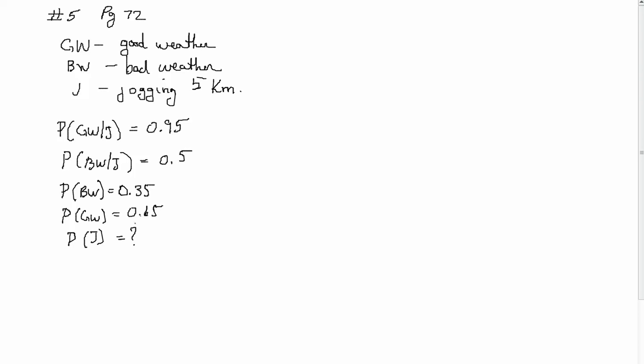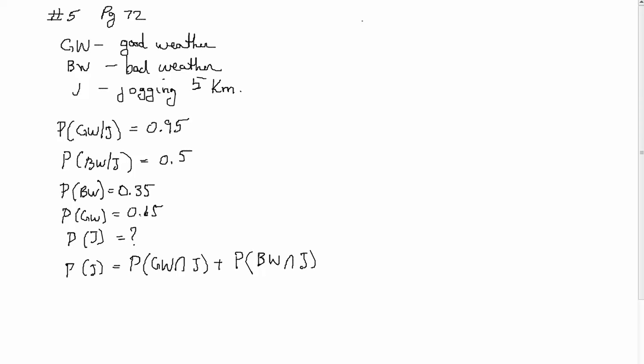So we need to find out if the weather's good and she jogs, what's that probability? And we have to determine what's the probability if the weather's bad and she jogs. And then the probability that she jogs is going to be the addition of those two. So the probability that she jogs is going to equal the probability of having good weather intersecting with her jogging, plus the probability of there being bad weather and that intersecting with her jogging. So we need to calculate those intersection points.